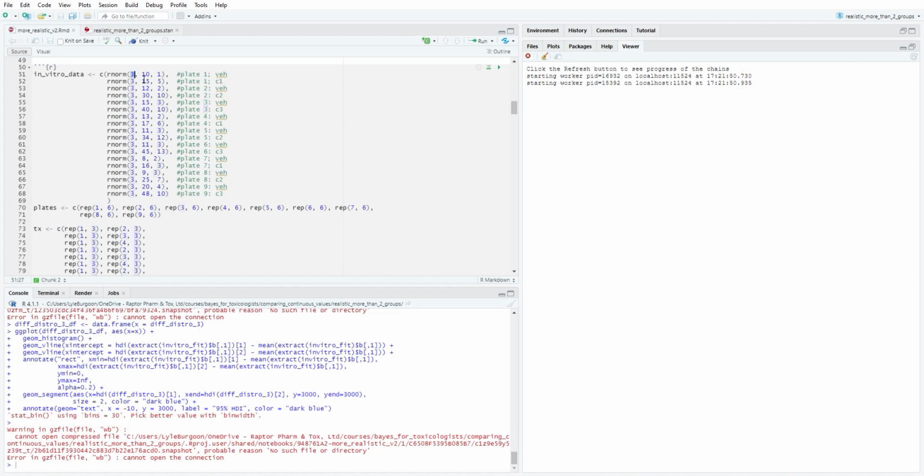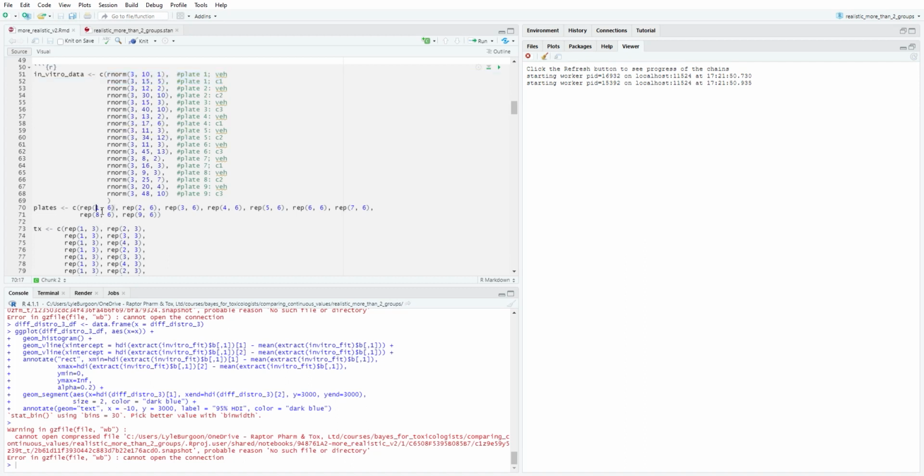So again, with our data, we've got 3 random samples coming out of a normal distribution with a mean of 10 and 1 for plate 1 vehicle. Here, what we're saying is we need to assign our plates. So we know that the first 3 are plate 1 vehicle, the next 3 are plate 1 micromolar samples. So that 3 plus 3 is 6.